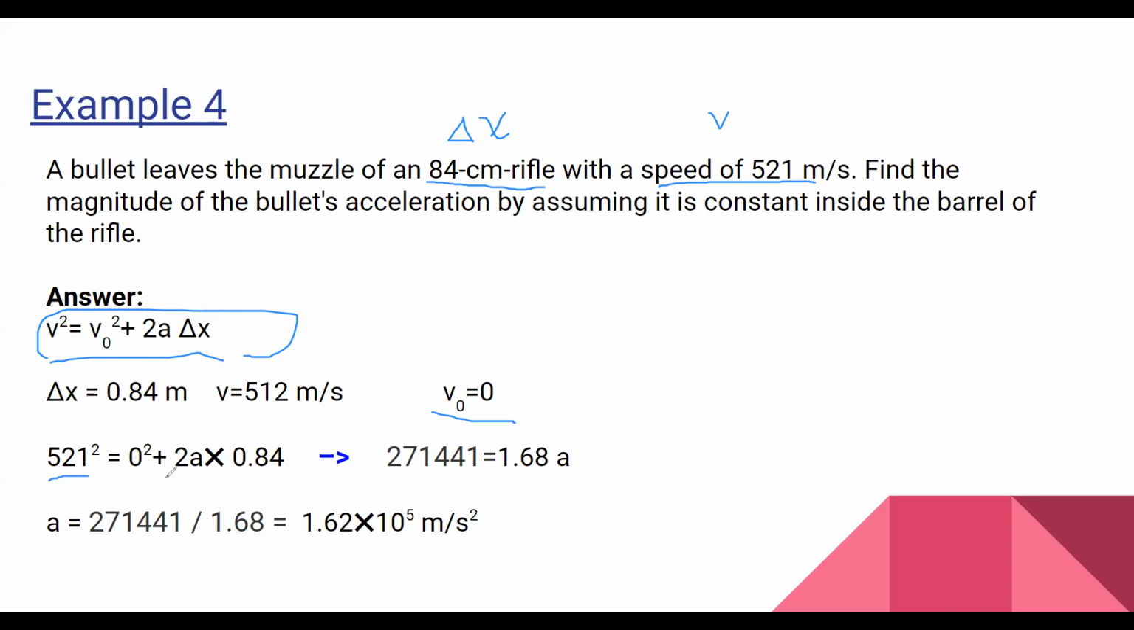521 squared is equal to 0 squared plus 2A times 0.84. You solve for A, which yields an answer of about 1.62 times 10 to the power 5 meters per second squared. Here we're using this notation because it is with proper significant figures, so it means the measurement is pretty accurate relative to what we might observe in real life. And it's an extremely large number, so it's not good to write that out completely. It's easier to use scientific notation, which is just relating things to powers of 10 in multiplication.